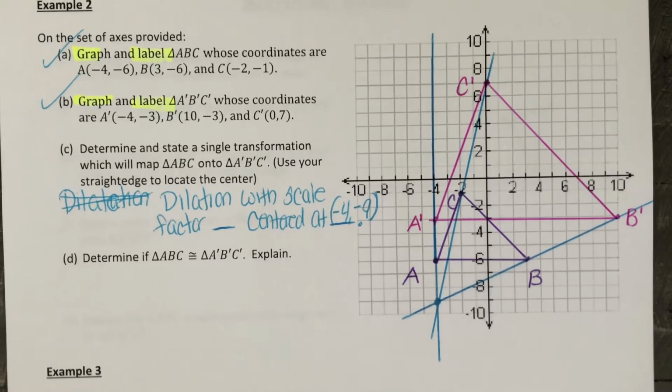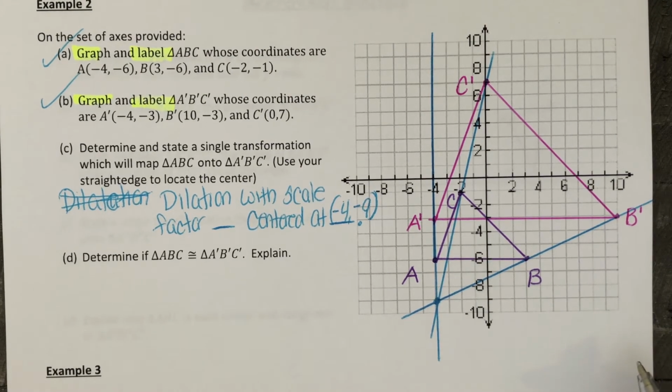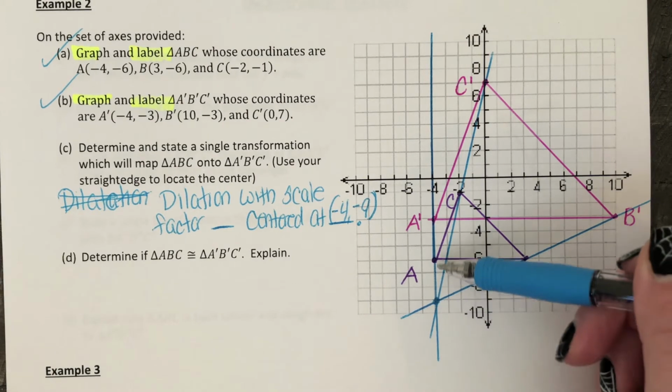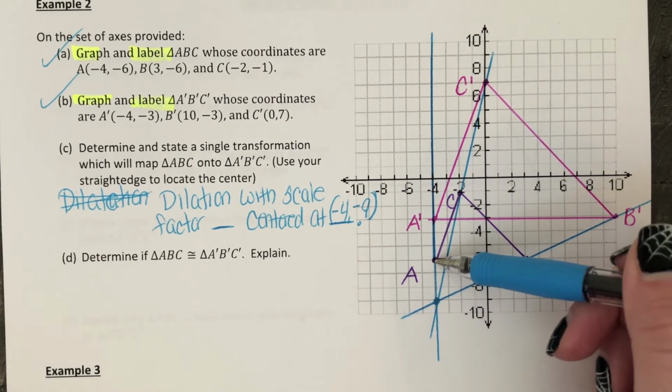Now I have to see what the scale factor is. Okay, well, I can use my compass to do that, or I could really just count the boxes here because I'm on the coordinate plane. So in order for me to get from my center to A, that's going to be 1, 2, 3 boxes away.